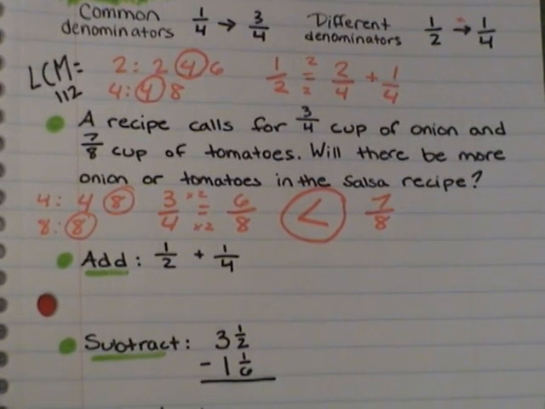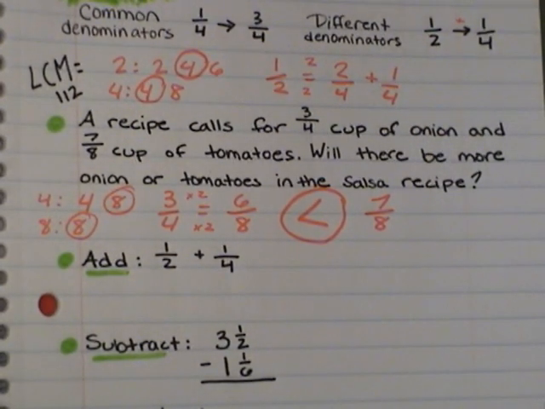Alright, try the next one by yourself. See if you can pause the video and do it. We have 1/2 plus 1/4. So turn them into a common denominator and then add them.